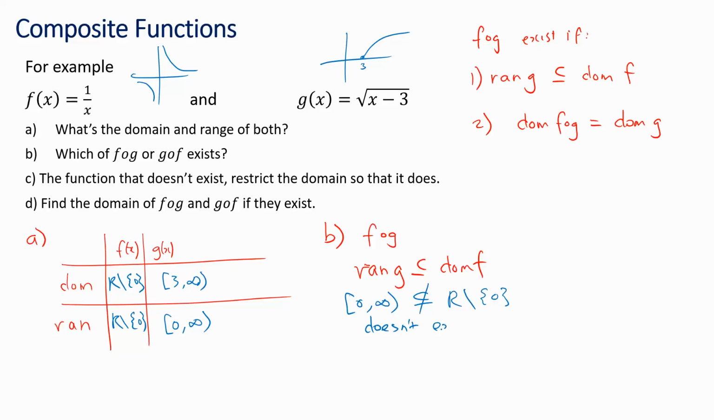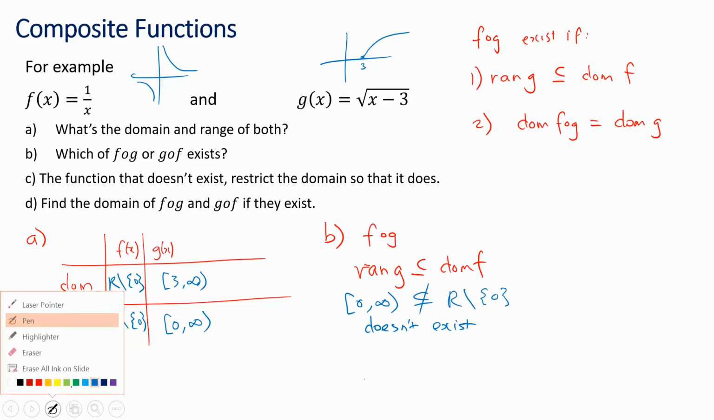You can draw a number line if it helps you. If you couldn't picture it, 0 to infinity looks like that for the range of g, and the other one has an open circle. It's not a subset. Subset means it's a part of, and the first line that I drew has 0. This one doesn't. That's why it's not a subset. Subset means you have to belong in it entirely. So the first line doesn't have it. That's why we know it doesn't exist.